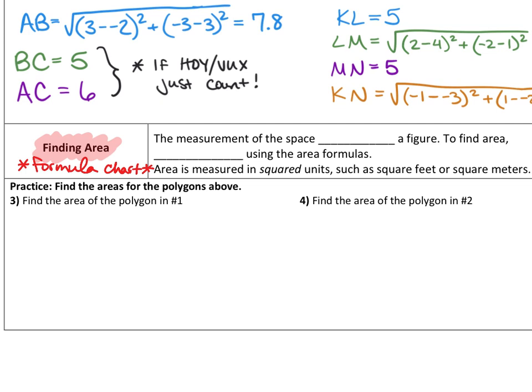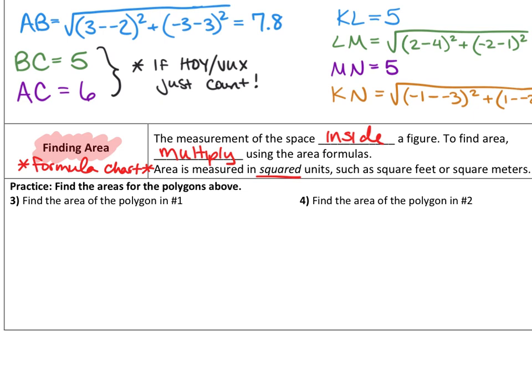Because area is the measurement of the space inside a figure, we will start multiplying, like when you said length times width, using the different area formulas. But you have to make sure you're using the right formula for the right shape because they're not all the same. Area is measured in square units. So we're going to put a little squared, the little floating 2, at the end of all of our units here. Like feet squared, units squared, that sort of stuff.